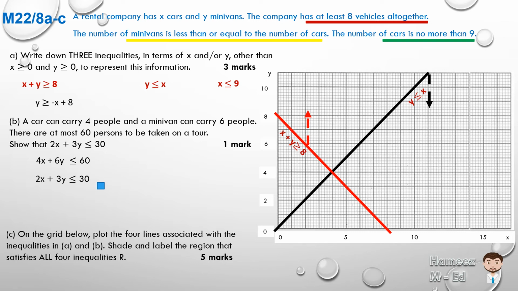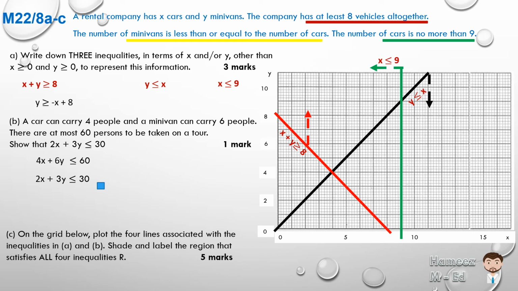Our third inequality, x is less than or equal to 9. So let's draw the line x equal to 9. And how do we do that? Our green line that we're bringing up, we're looking on the x-axis at the number 9 and drawing that line vertically upwards. And x is equal to 9 or less than 9 means it's going to the left of that. So any region to the left of the green line, inclusive of the green line. So we have 3 inequalities. Right now it's the red line, above that, below the black line, and to the left of the green line.